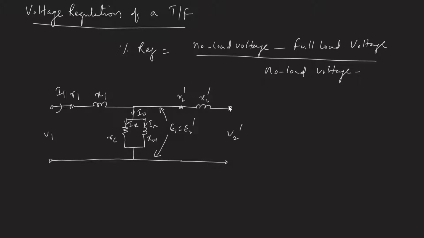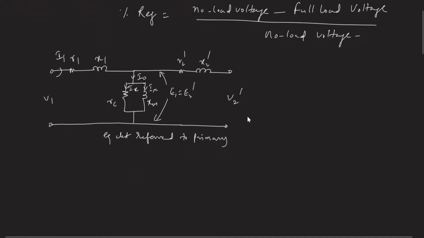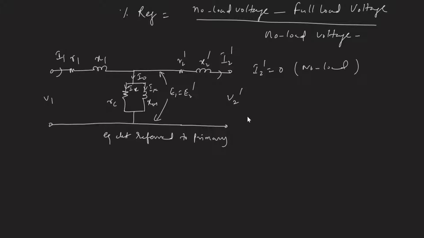So this is the equivalent circuit referred to primary. Okay, so similarly you can also have an equivalent circuit referred to the secondary. Now suppose there is no load, so I2 dash is equal to 0, no load condition. Then what is V2 dash?